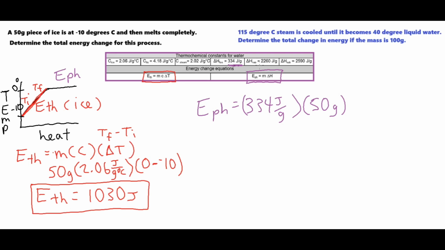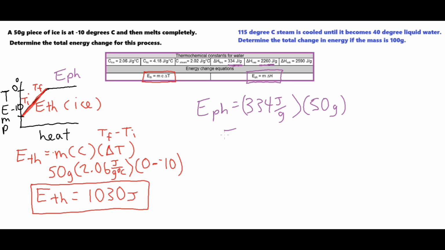We have a 2260. That would be if something is vaporizing, and if it was condensing, it would be negative 2,260 joules per gram. The last one, sublimation, going from a solid all the way to a gas or vice versa, is going to be the rarest one. We might occasionally use that one, just not in this particular video. All right, back to our calculation.